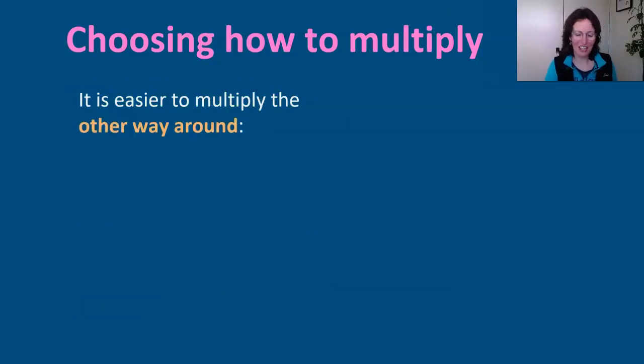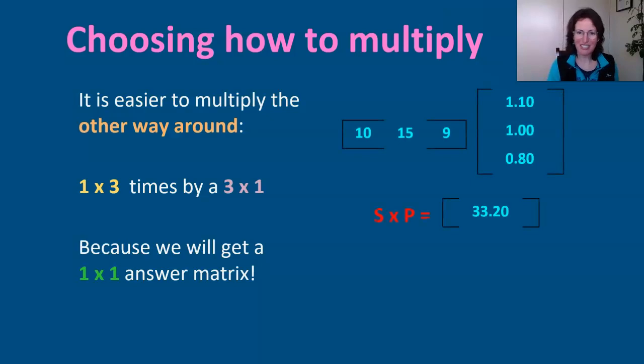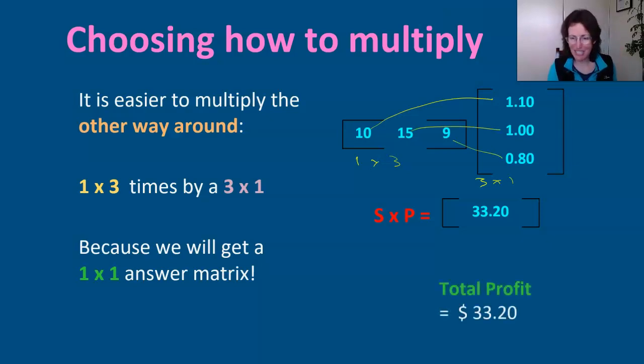So obviously, then we're going to do it the other way around. We're doing the 1 by 3 by 3 by 1, and then we'll get that 1 by 1, because that's like our final single answer that we want. So this is how we do that. We've got the 1 by 3 and then the 3 by 1. Either doing them by hand where you multiply each of these, so you go across the row, down the column, and then add, and that gives us $33.20 as our profit.